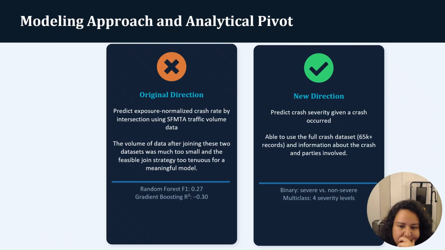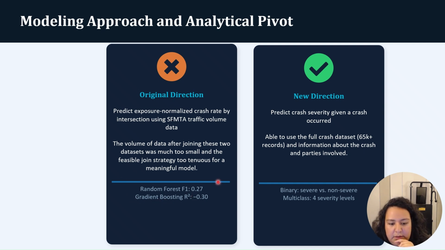Before I go into the models, I want to talk about the pivot away from modeling the exposure normalized crash rate one last time, which was really driven by all the data quality issues discussed earlier. The volume of data after joining was too small, the join strategy was becoming tenuous, and there weren't enough intersection level predictor variables to build a meaningful model. I did try to build the model anyway, and the models were not very good.